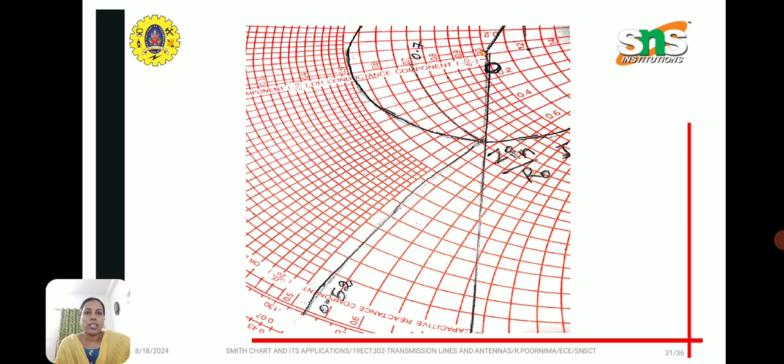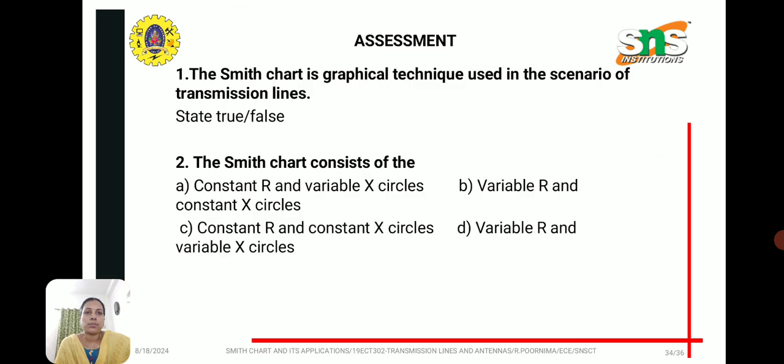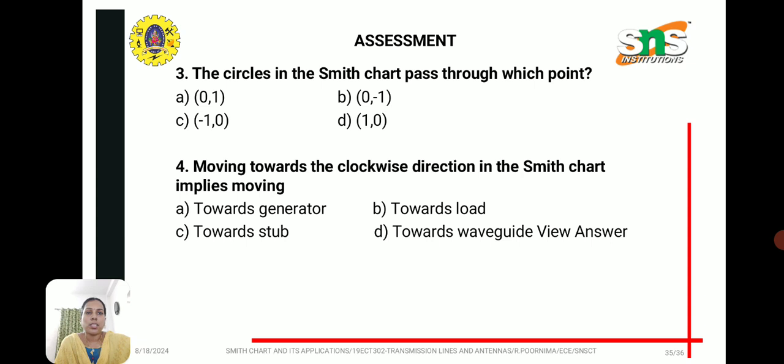These are other examples of the Smith chart. These are the assessment questions. The Smith chart is a graphical technique used in the scenario of transmission lines. State true or false. The second question: the Smith chart consists of constant R and variable X circles, variable R and constant X circles, constant R and constant X circles, or variable R and variable X circles. The circles of the Smith chart pass through which point? The next question: moving towards the clockwise direction in the Smith chart implies what?